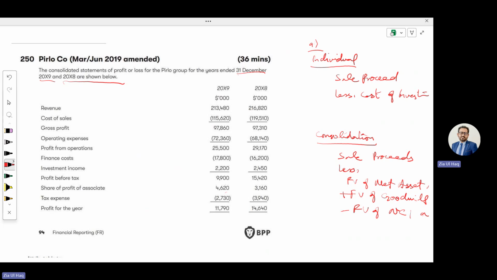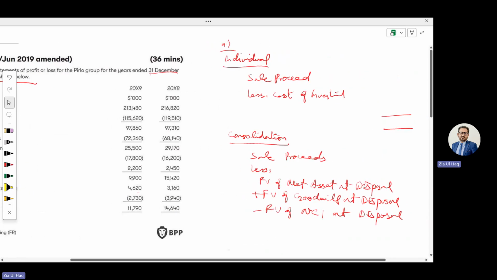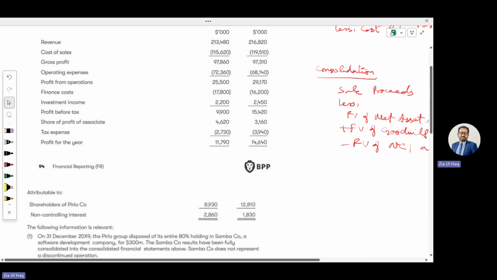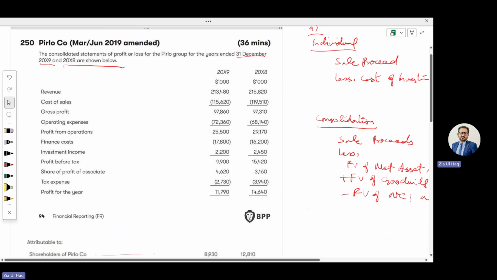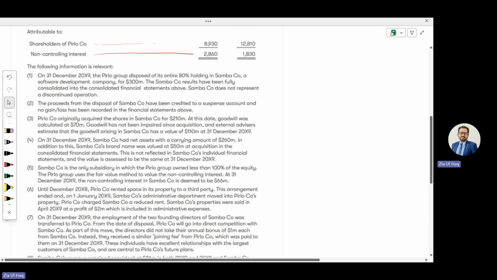This is the data given for the profit and loss account, but we need to calculate the disposal of the Samba subsidiary. Out of this profit, the amount attributable to shareholders of Pirlo company, meaning the parent company's share, is this one, while the non-controlling interest share is this one. They have prepared a consolidated profit and loss account. The following information is relevant.